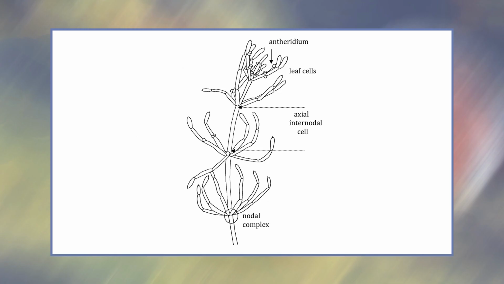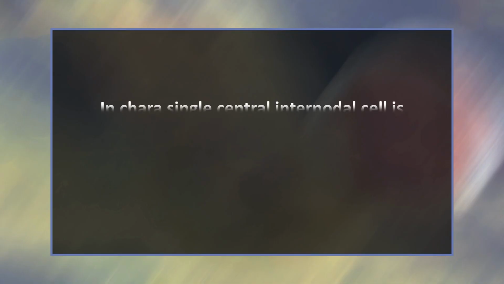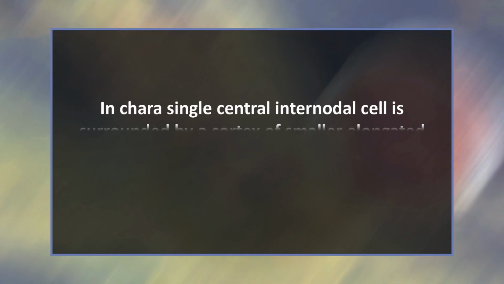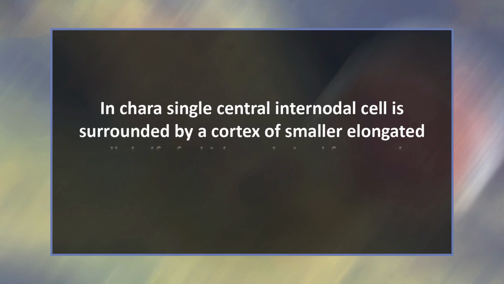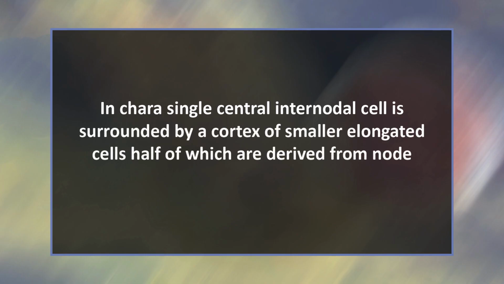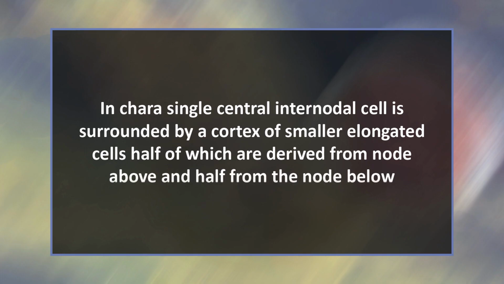The erect system is differentiated into well-defined nodes and internodes. Nodes consist of several small isodiametric cells in a cluster of 2 central cells. In Chara, a single central internodal cell is surrounded by a cortex of smaller elongated cells, half of which are derived from the node above and half from the node below. The internodal cell is several times longer than the node.